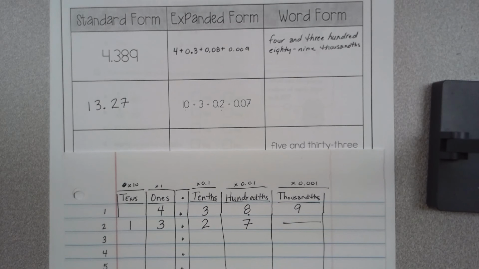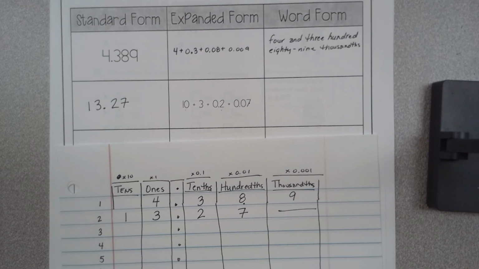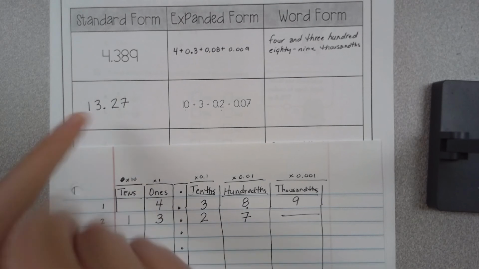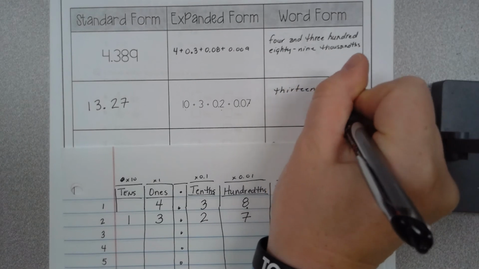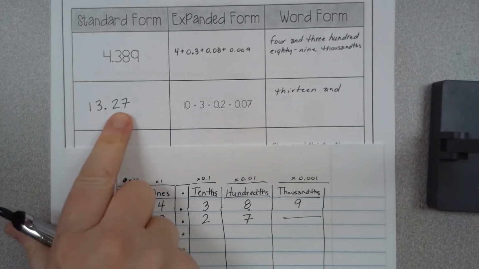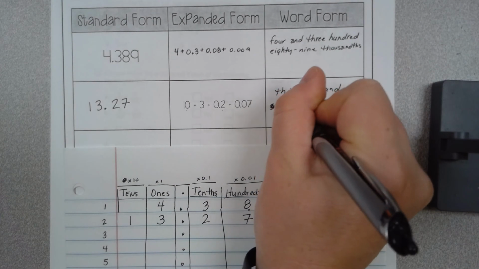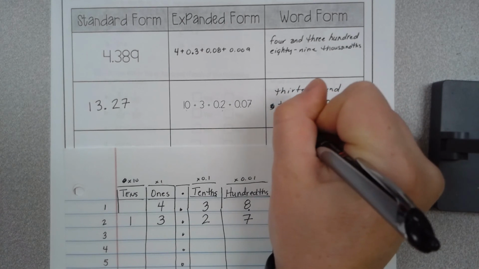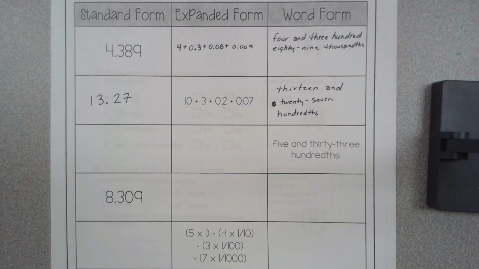Okay. Word form. How would you say that? Well, first we're going to say the whole number. The whole number is 13. So 13 and, okay, my smallest unit is the 7 and it's in the hundredths place. So 27 hundredths.